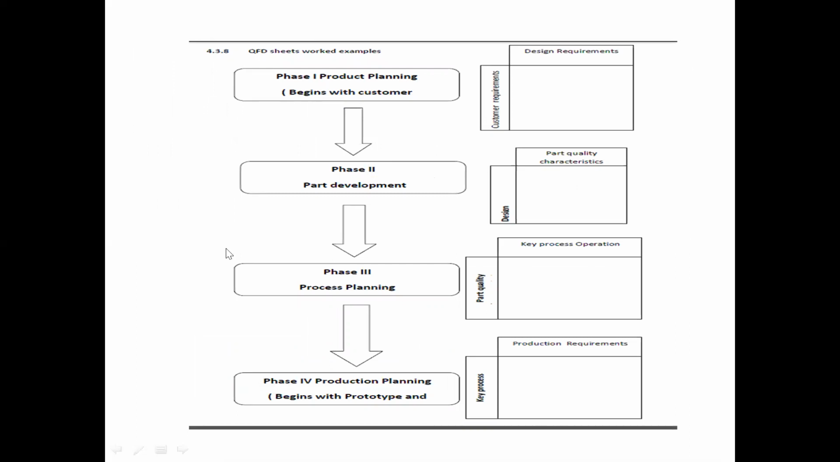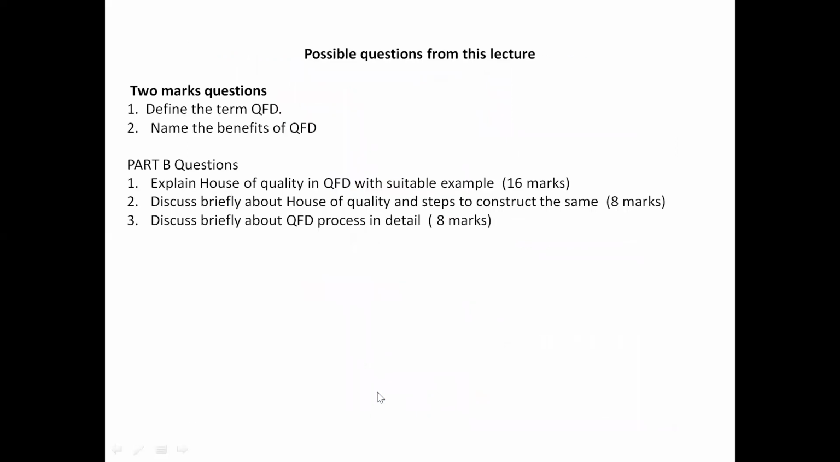So we have to draw the process planning chart. If they ask that, you have to draw this flow diagram first. Product planning begins with the customer requirement, design requirement. Then design requirements come here, then part development comes here. Part quality comes here, key process comes here, production requirements come here. So four stages: from product planning to product development, development to process, process to process planning.